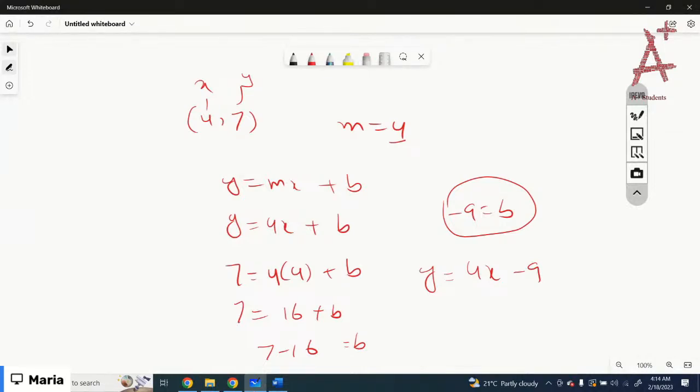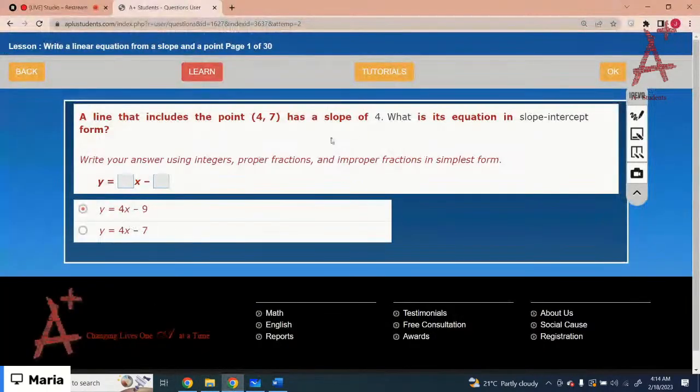Got it? Yes, the slope is 4, so it would be y equals 4x minus 9. So the correct option is option number 1.